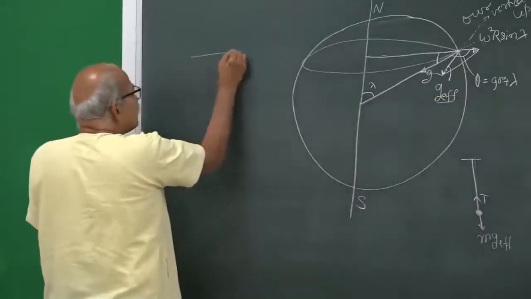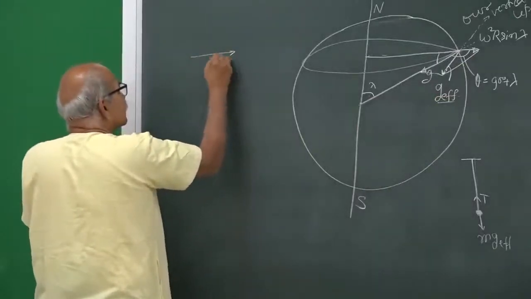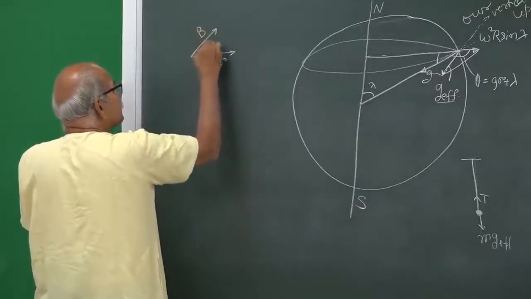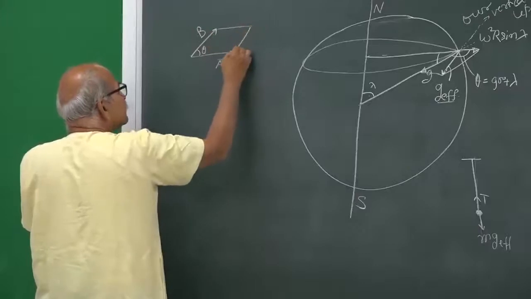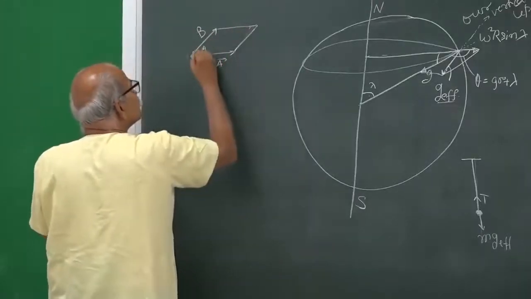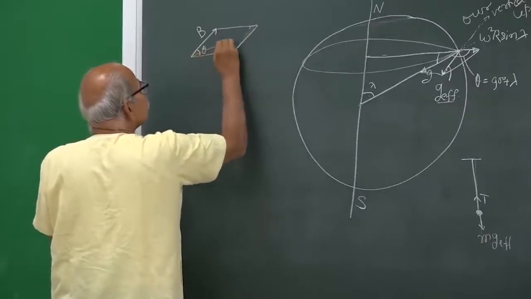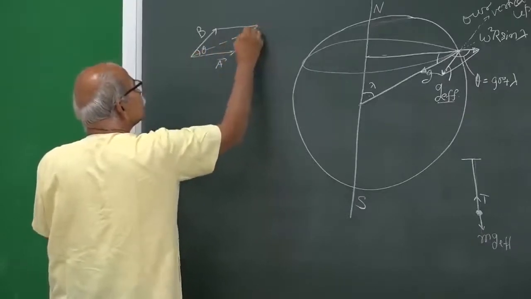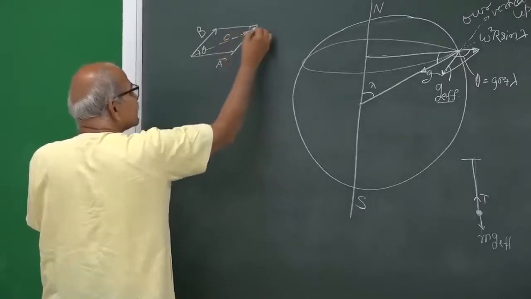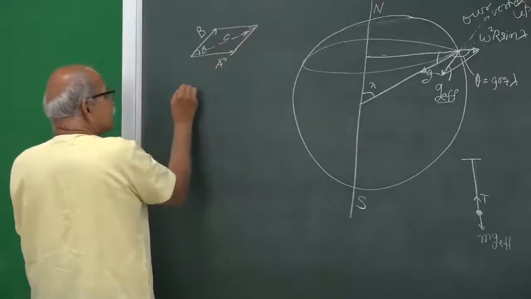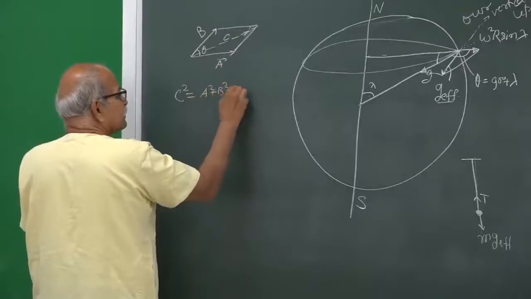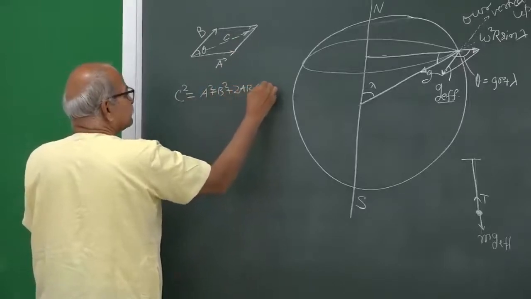So, you remember, if you have a vector A here and a vector B here, and the angle between them is theta, and this is how you complete the parallelogram, and then you say that this is the resultant of these two, the sum of these two, and you can call it C, and then the magnitude of C square is equal to A square plus B square plus 2AB cos theta.